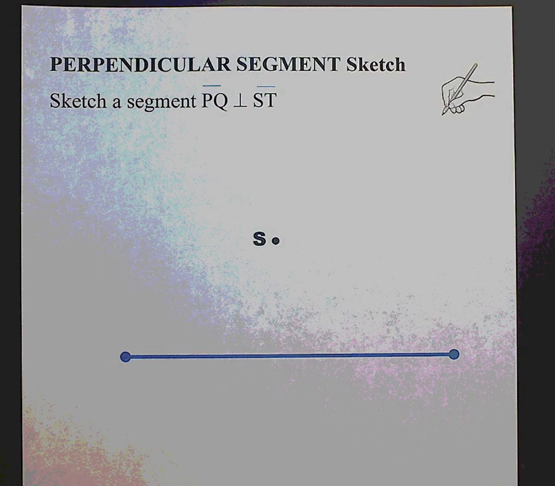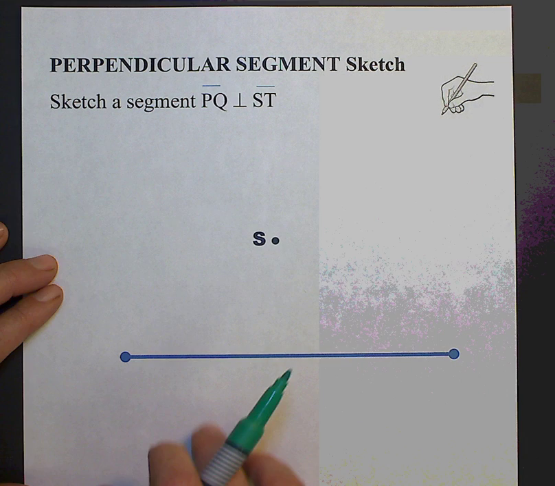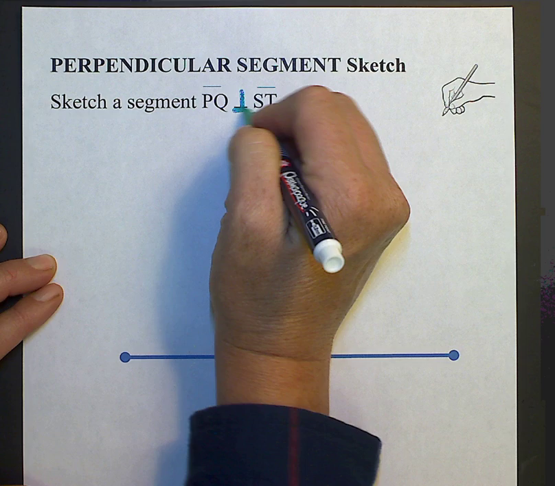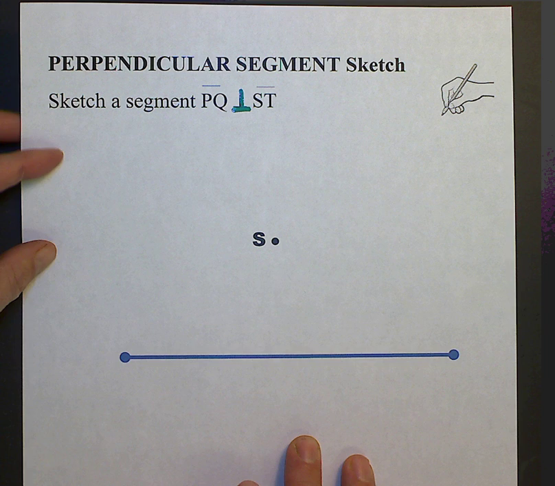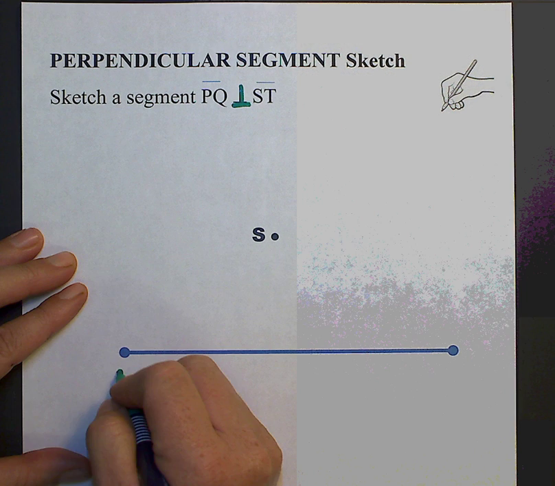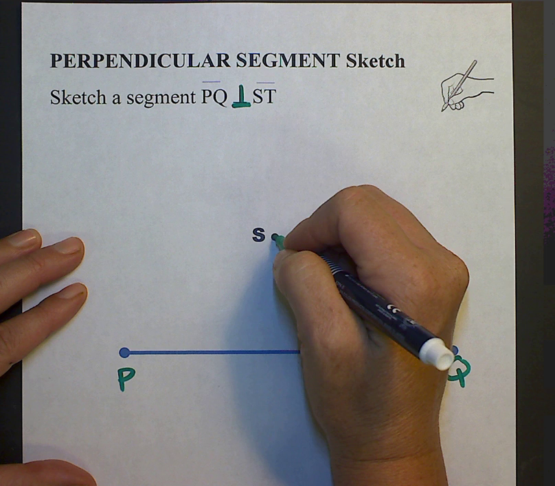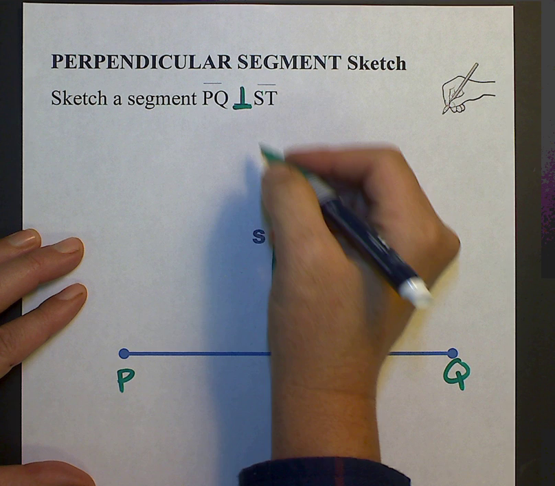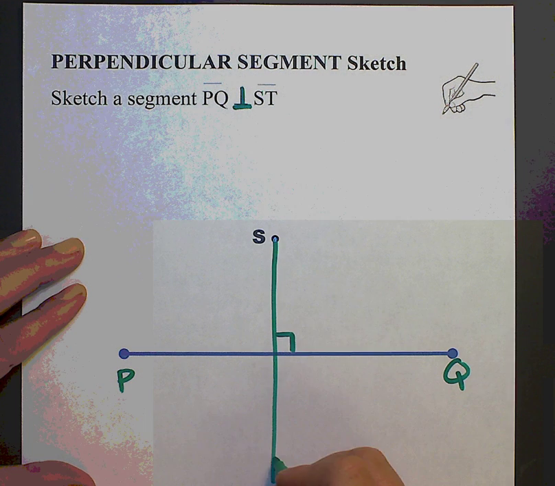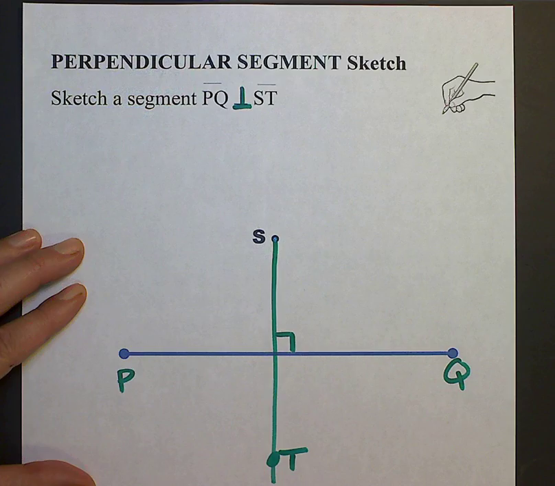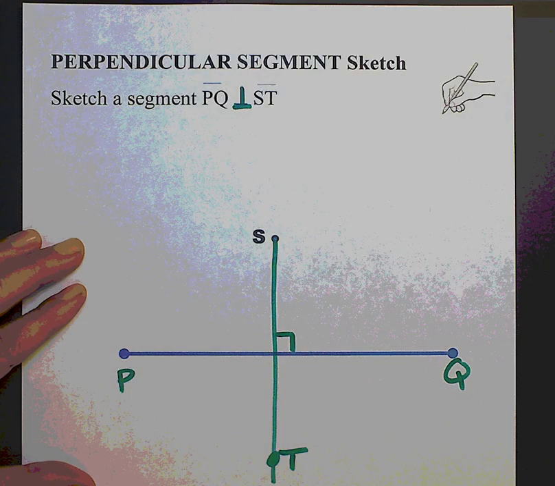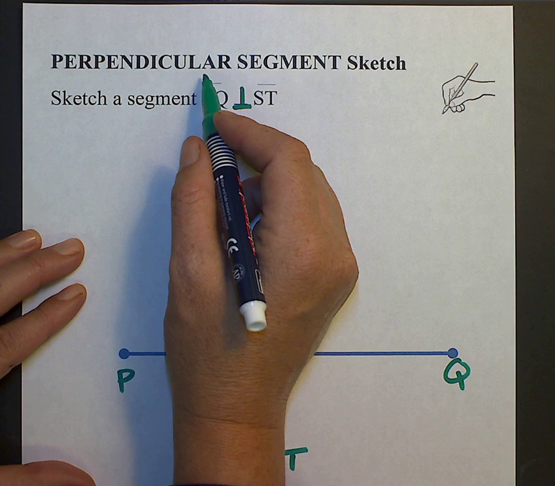Students, we're going to sketch here a segment PQ perpendicular to ST. And when we're sketching, we're just doing it freehand, PQ. Now I'm going to draw a perpendicular segment, which means I'm making a right angle. And I have T. That is a free sketch, a perpendicular segment.